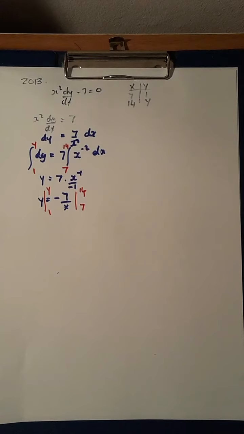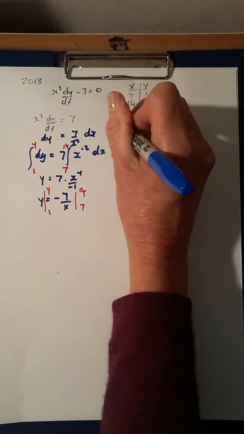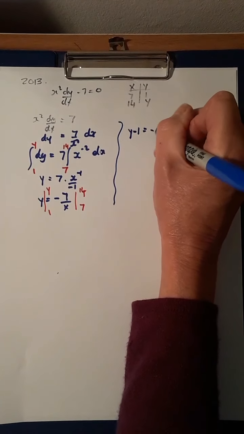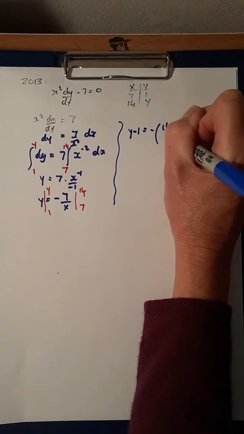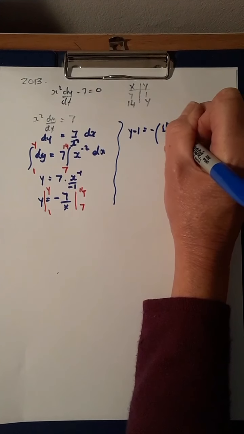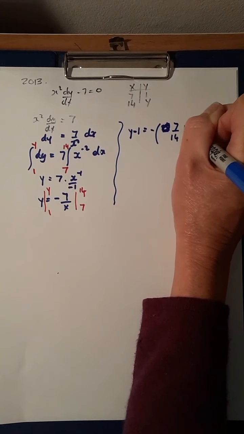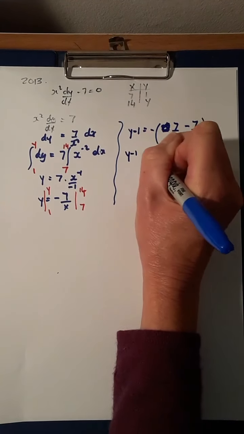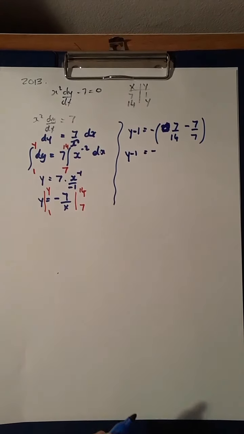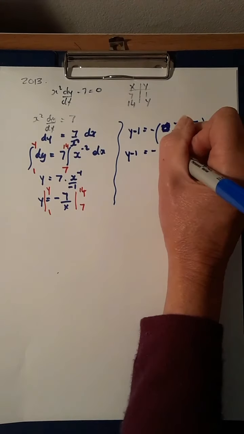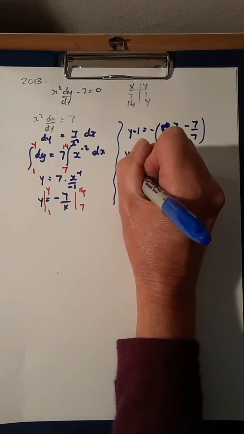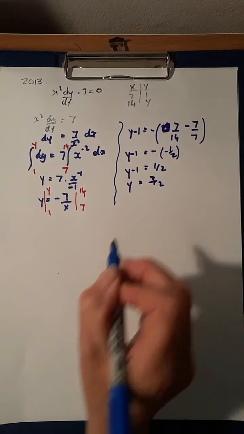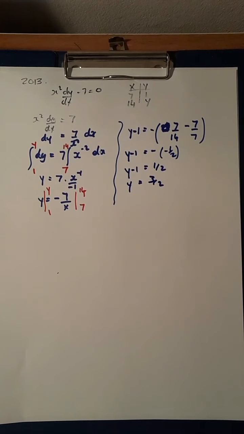So when I do that, what will I get? This will be y minus 1 is equal to minus, I'll take out the minus, 7 over 14 minus 7 over 7. So this gives me y minus 1 equals minus 7 over 14, of course, will be a half, minus 1, which will then be minus a half. So this is y minus 1 equals plus a half, so y is equal to 3 over 2, 1.5. So that's the first part, nice and straightforward.